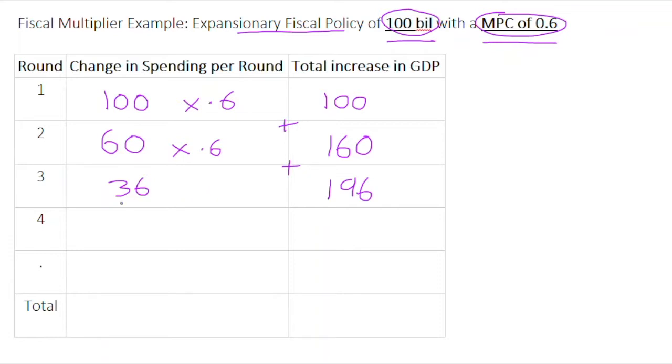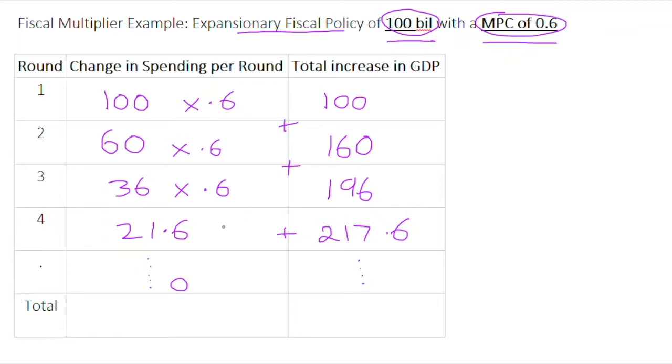However, it doesn't stop there, because this 36 billion will generate extra income of 36 billion, of which 60% of it will be spent. So in round four we will have 21.6 billion in extra spending in the economy. We can add this on to our GDP to see what the total increase is, which will be 217.6 billion, and this will continue on right down to the last figure down here, which would be 0. So the very last round where the incremental increase in spending is 0 in this case here.